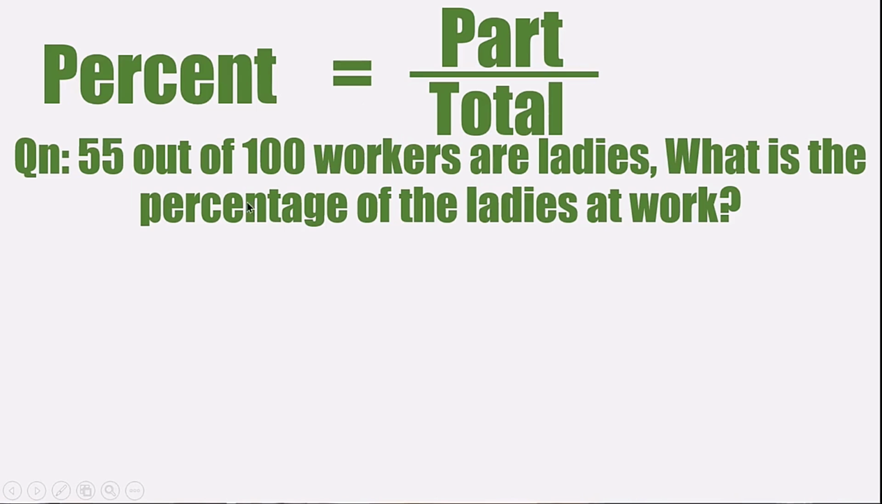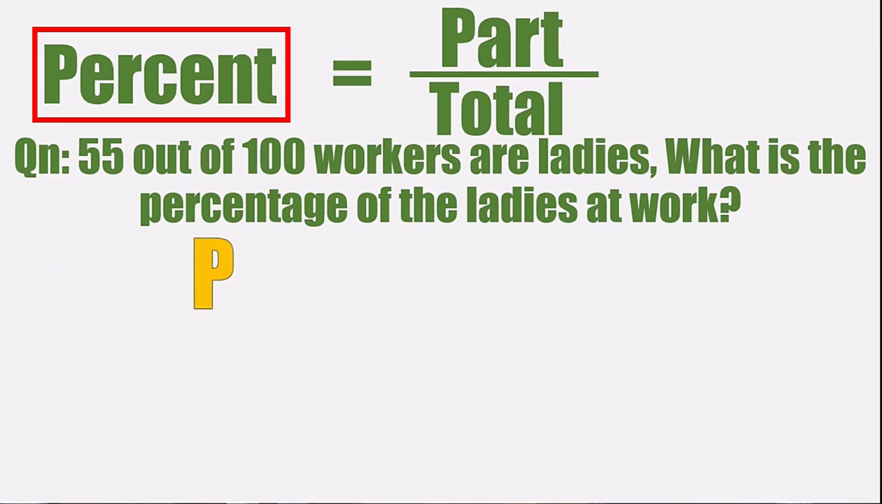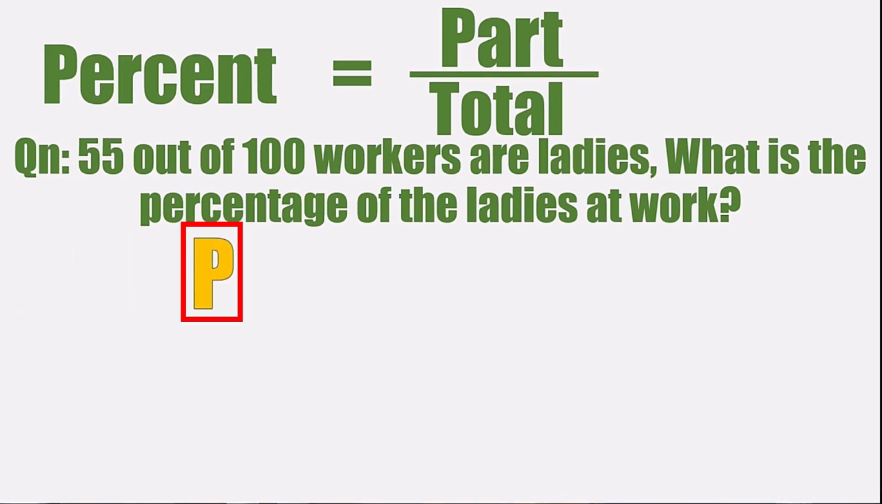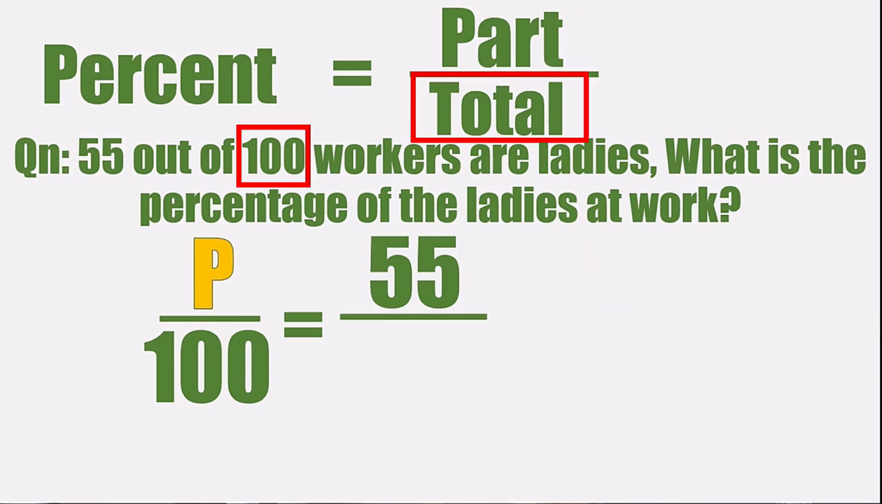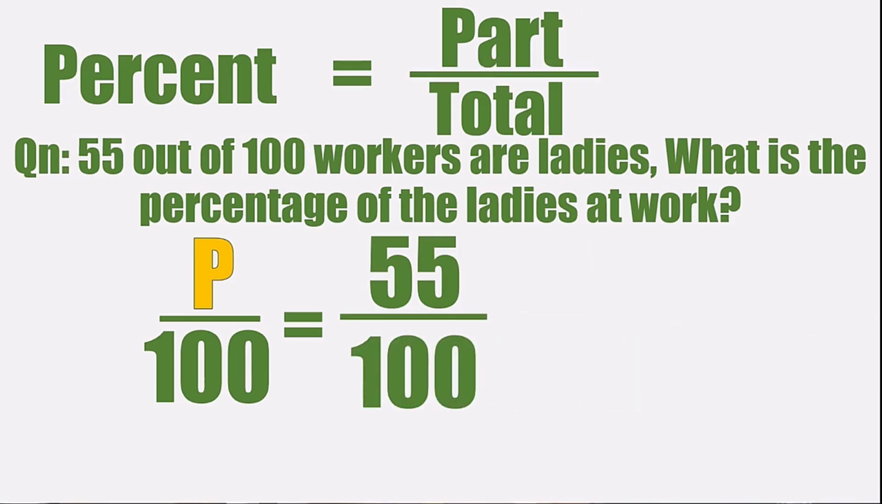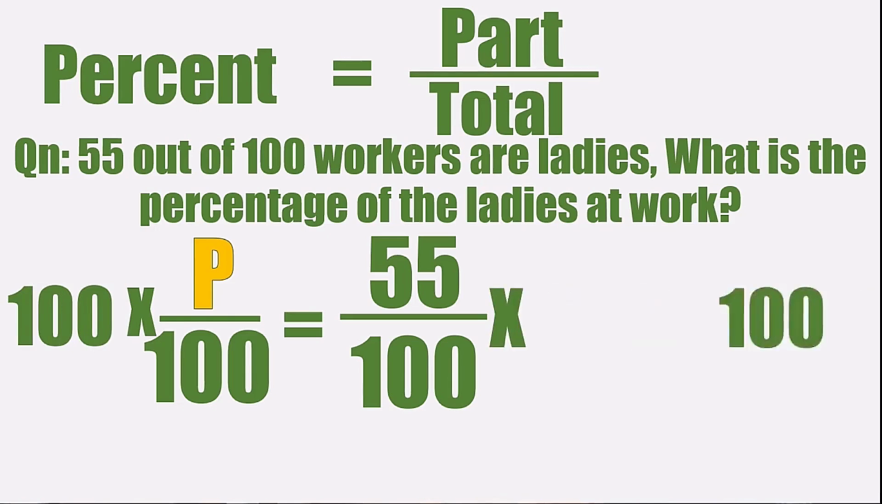So what we are interested in is calculating the percentage. We can use our formula above, and we already know that percent, which is some number, in our case here we are calling it P, for every 100, equals part, which is 55, divided by the total, which is 100. Now since we are interested in getting that P, we need to get rid of the 100 which is on the left hand side of the equal sign. Since that 100 is on the denominator, we need to multiply both sides by 100 so that we can get rid of it. So I'm going to multiply the left hand side by 100 and also multiply the right hand side by 100.